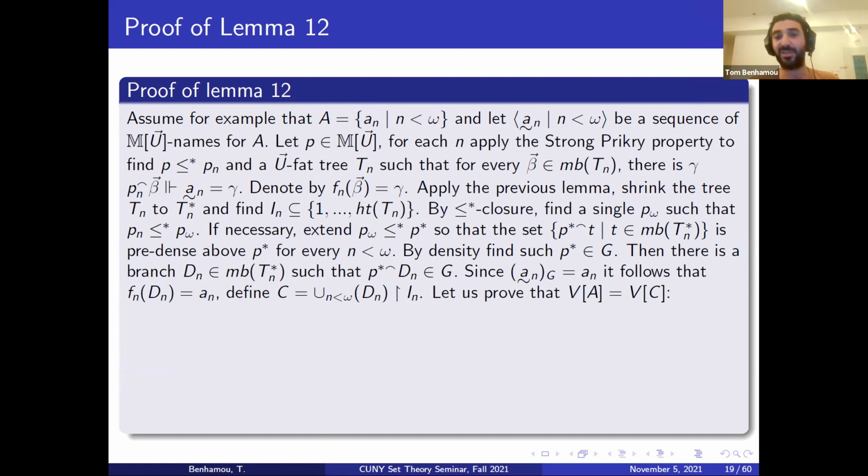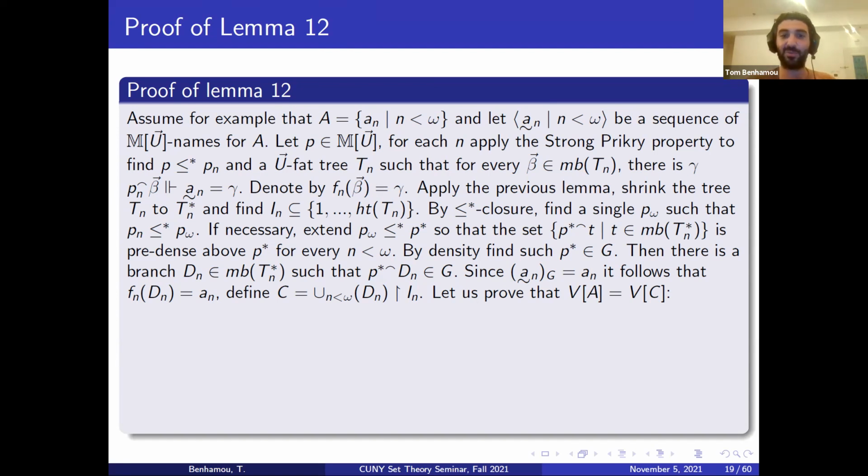value as interpreted in G is the real value, it means that the function, when I plug in this maximal branch, gives me the correct value, An. So this means that from this sequence of branches, I can use the function fn to get the value An. But now we see why we needed these important coordinates, because from the values An, I cannot necessarily reconstruct the branches Dn, because there might be many Dn's which give me the same value. And this is why I needed to restrict to the important coordinates.